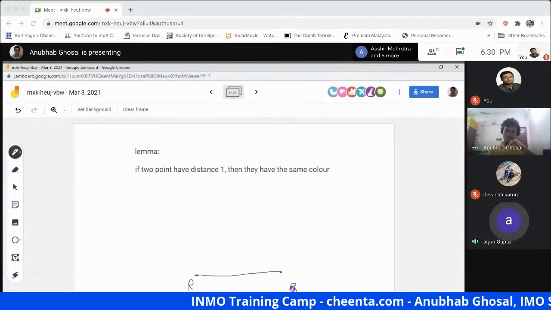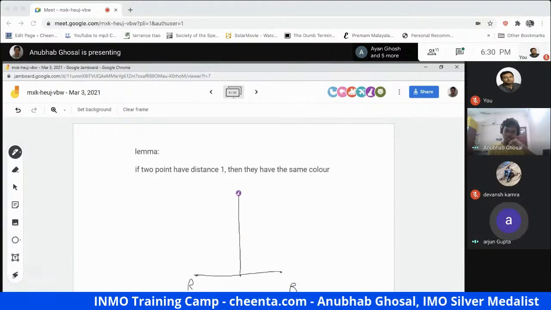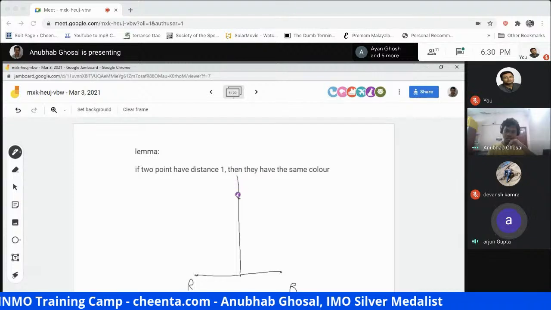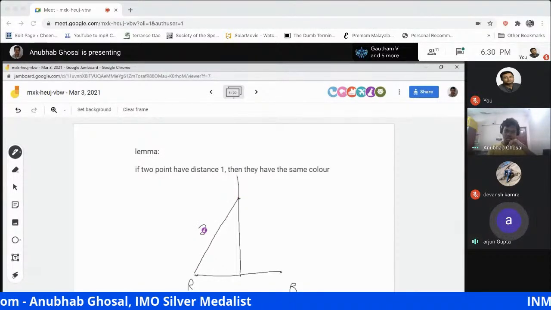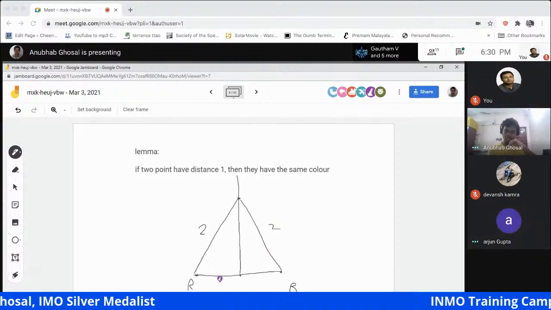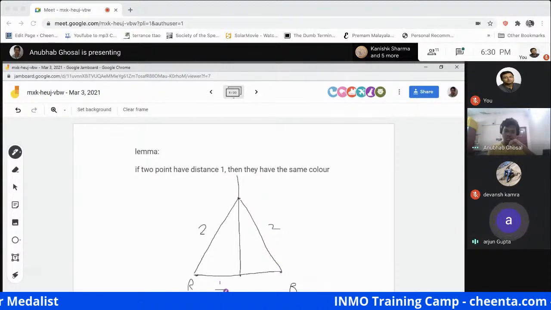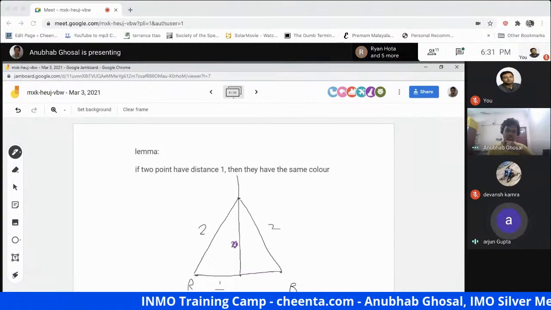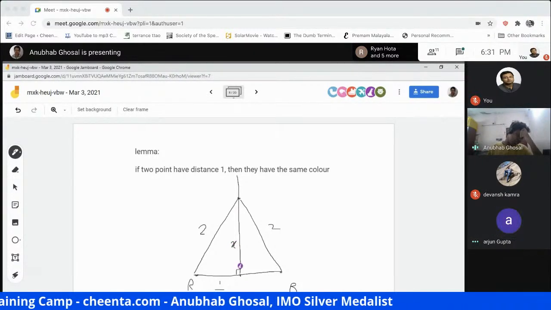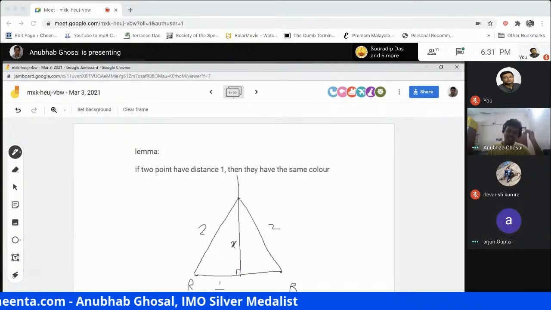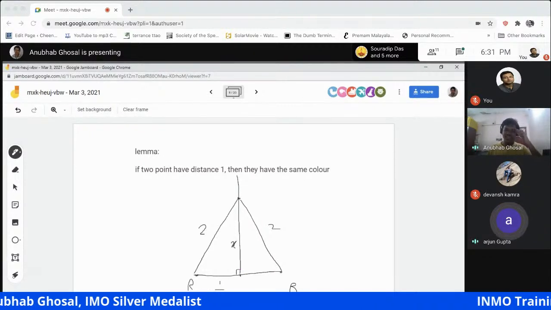Take their midpoint and draw their perpendicular bisector. Choose a point here so that this distance is 2. I'll prove the existence of such a point. Actually, existence of such a point is trivial because this is 1/2, and we choose this x appropriately so that x squared plus (1/2) squared becomes 2 squared. That's fine, as long as 2 is greater than 1/2.